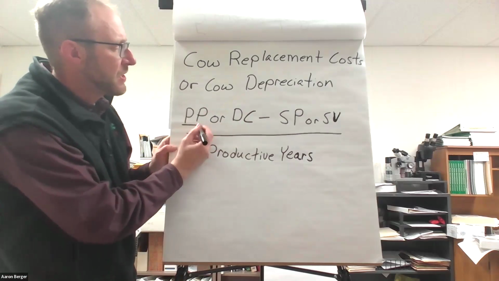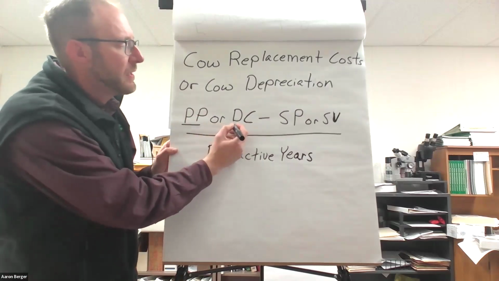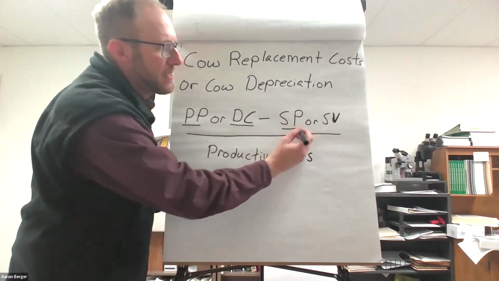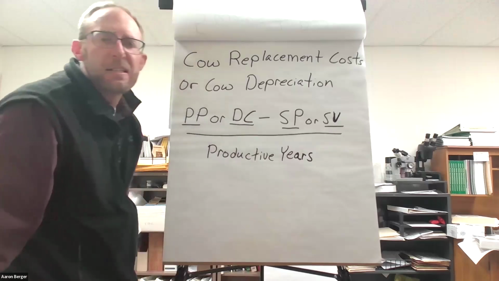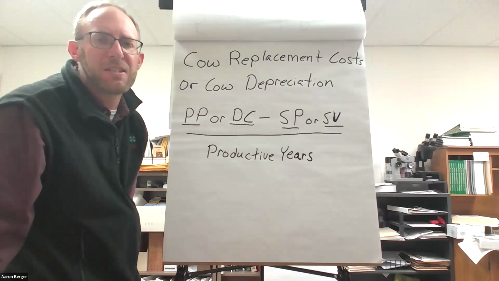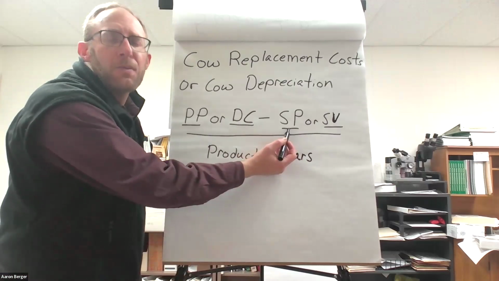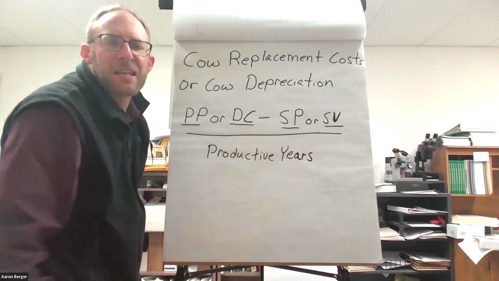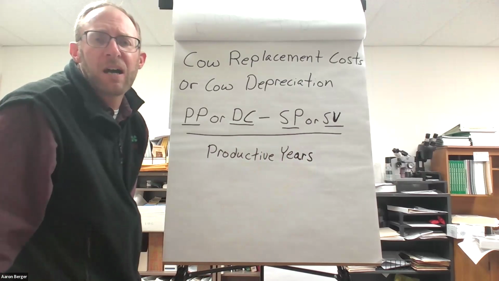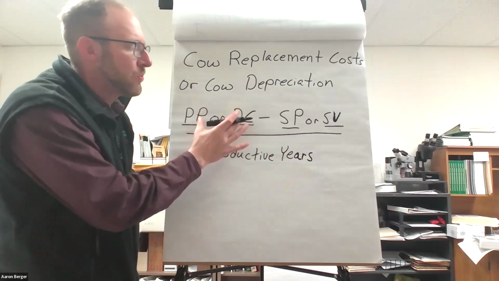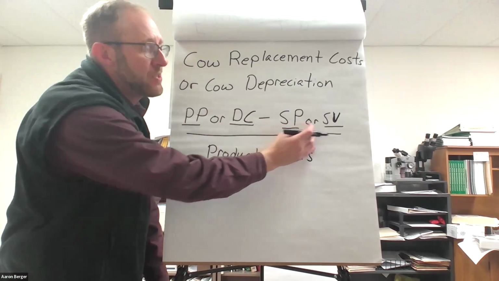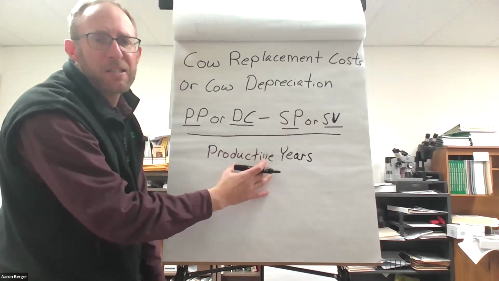So I've got purchase price here, which is that PP acronym, or development cost if you're developing your own replacements, minus sales price or salvage value. So I kind of like to use sales price because there's times when it may be the most profitable thing for me to do is to sell a bred cow rather than retain her till she has to leave the herd because she's open or old. Now that goes contrary to what often we think about, but this is in the numerator. So we've got purchase price or development cost minus sales price or salvage value divided by productive years.